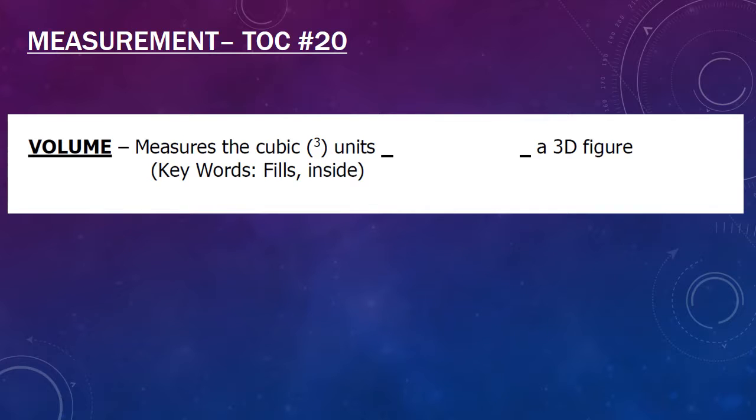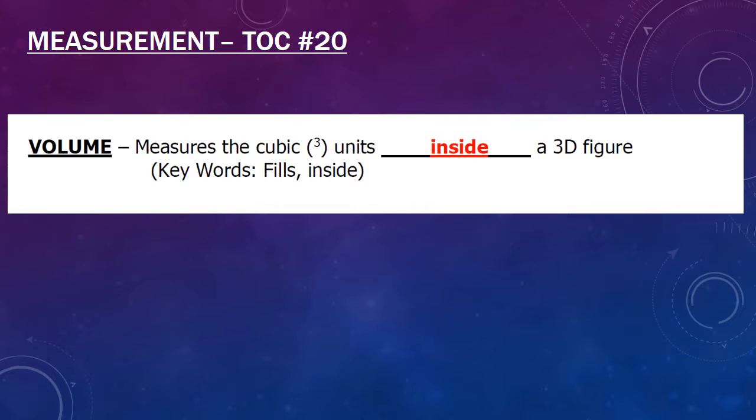And the last one we're going to talk about is volume. Again, this is with a 3D figure, so go ahead and draw a rectangle around 3D, so that you remember that this is a 3D figure, meaning it has 3 dimensions. And volume, since surface area was on the outside, volume is measured in cubic units, meaning it has a little tiny 3 for your exponent, and it measures the inside of a 3D figure.